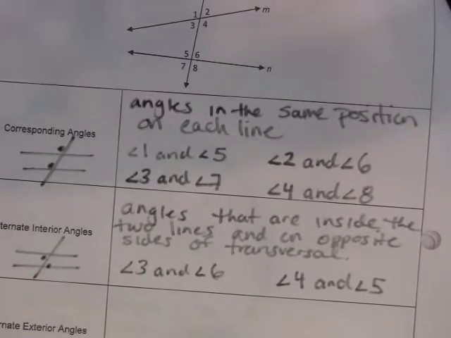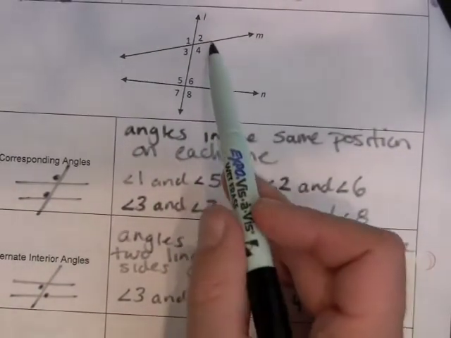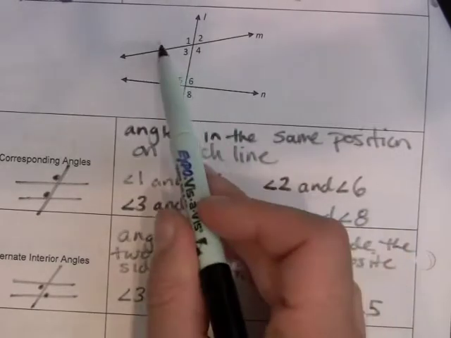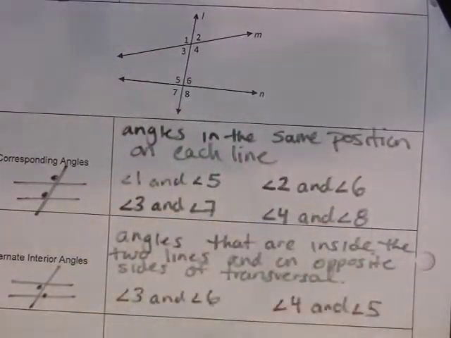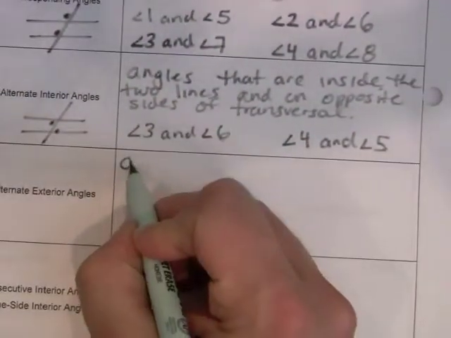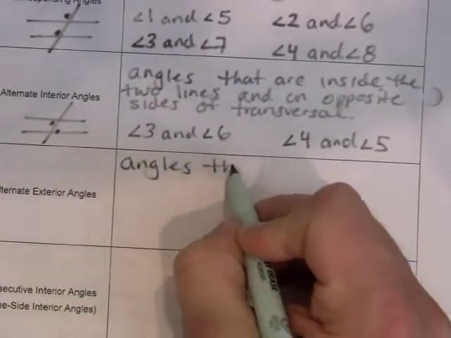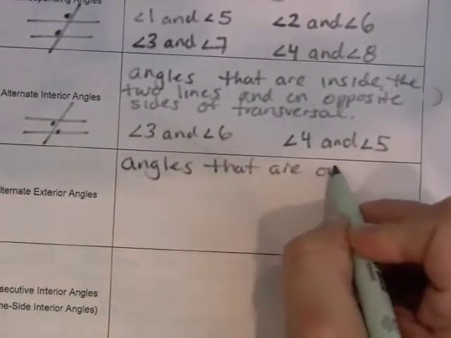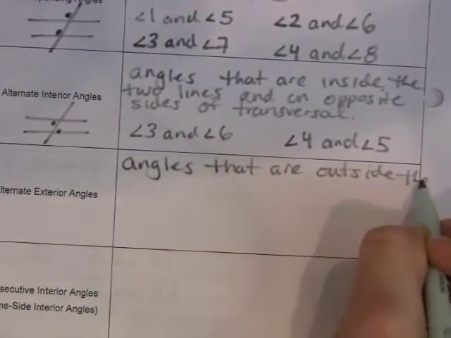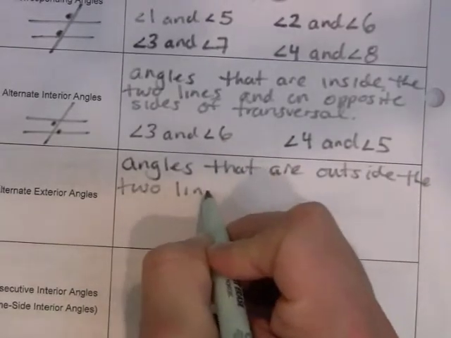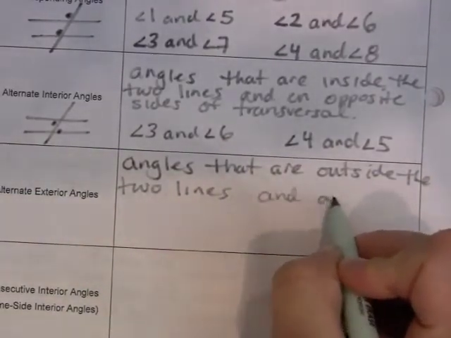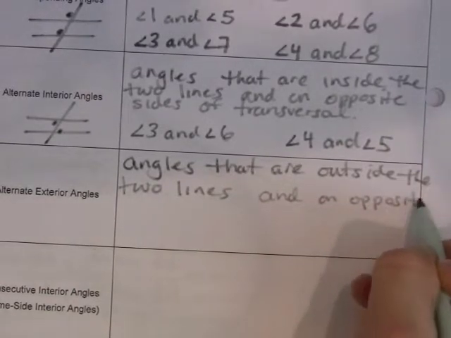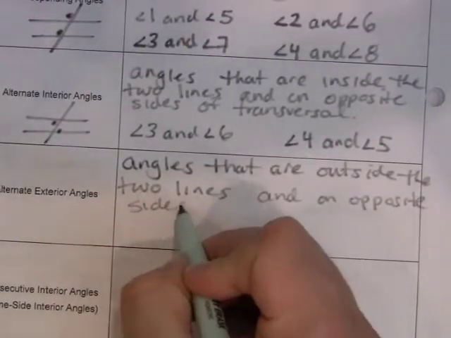Alternate exterior is just like alternate interior, except it's on the outside of the two lines. So they're formed by the angles on the outside of the two lines on opposite sides of the transversal. So, angles that are outside the two lines and on opposite sides of the transversal.